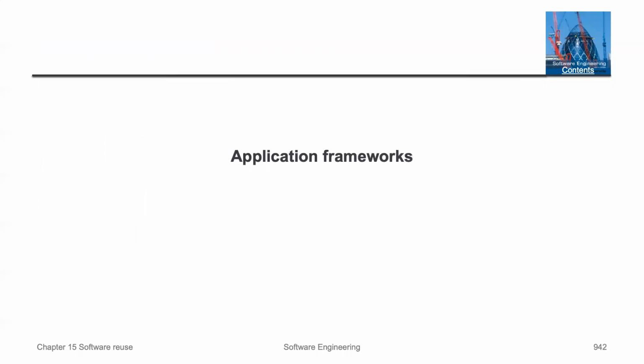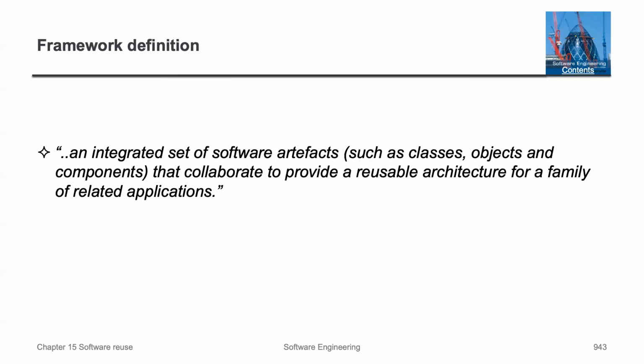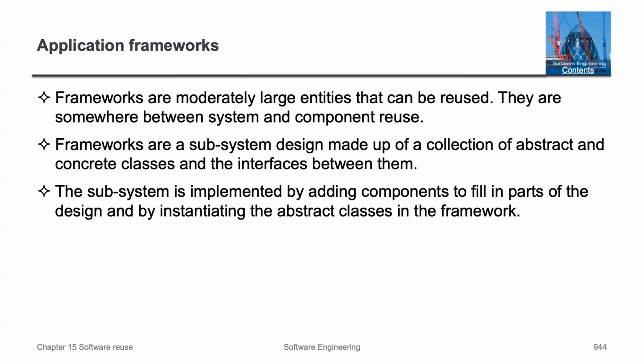Okay, well, let's get into talking about the application framework. In terms of a definition, a framework could be defined as an integrated set of software artifacts such as classes, objects, and components that collaborate to provide a reusable architecture for a family of related applications. So in terms of application frameworks, frameworks are moderately large entities that can be reused. They are somewhere between system and component reuse.